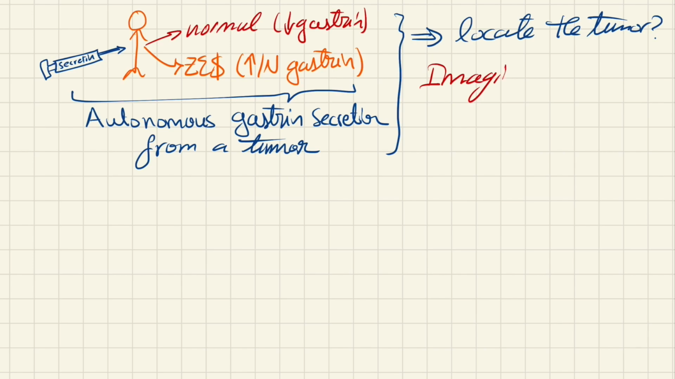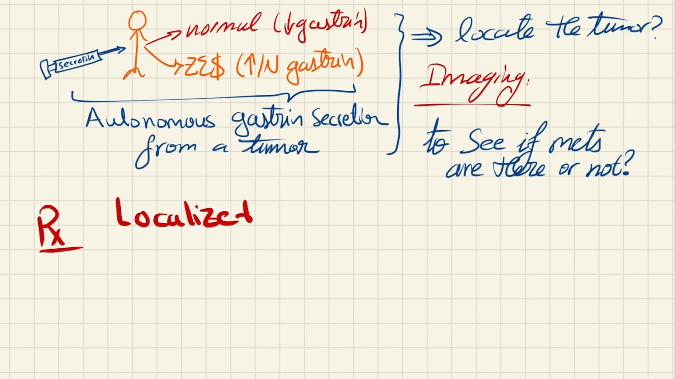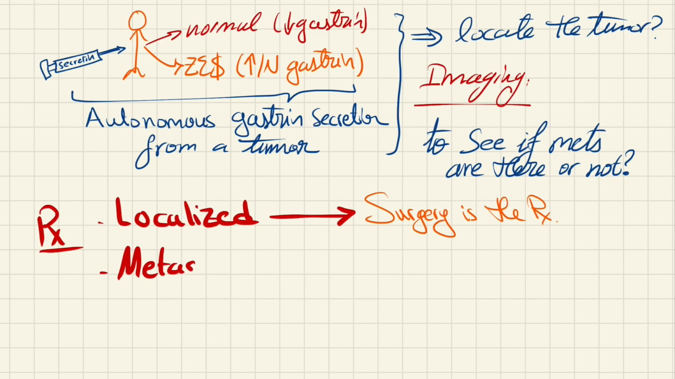Now, after the confirmation of gastrinoma, the diagnosis, we need to do imaging to decide on the treatment. If the patient has localized gastrinoma and has no metastases, then the treatment is obvious. We do a surgical resection of the tumor and we get rid of the gastrinoma, and hence we solve the problem. So if we have localized disease, then the answer is surgery to remove the tumor. However, surgery won't help in the case of metastasis.